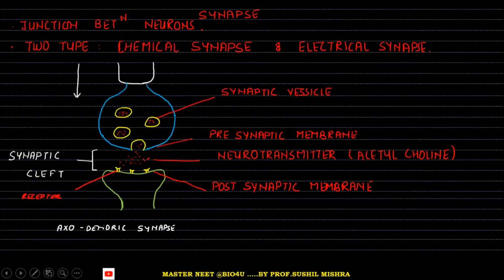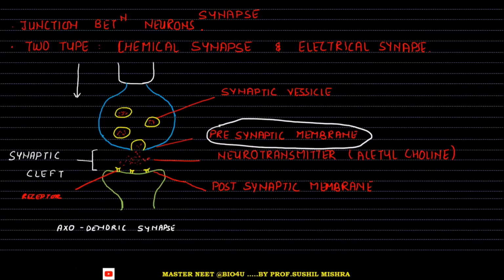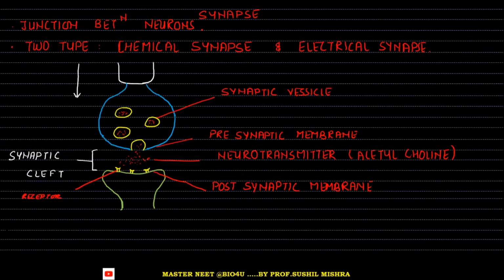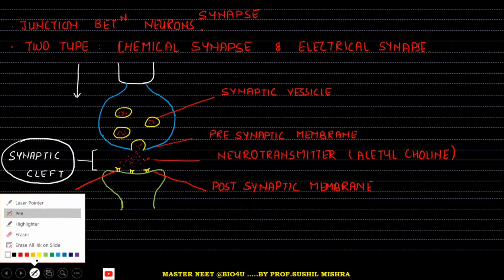What happens here? We see that there is a presynaptic membrane, which is always the axon one. We have a postsynaptic membrane, which shows the presence of receptors. The axonic bulb has neurotransmitters, which are present in synaptic vesicles. There is a gap between the presynaptic membrane and the postsynaptic membrane. That gap is called the synaptic cleft. Is that clear?